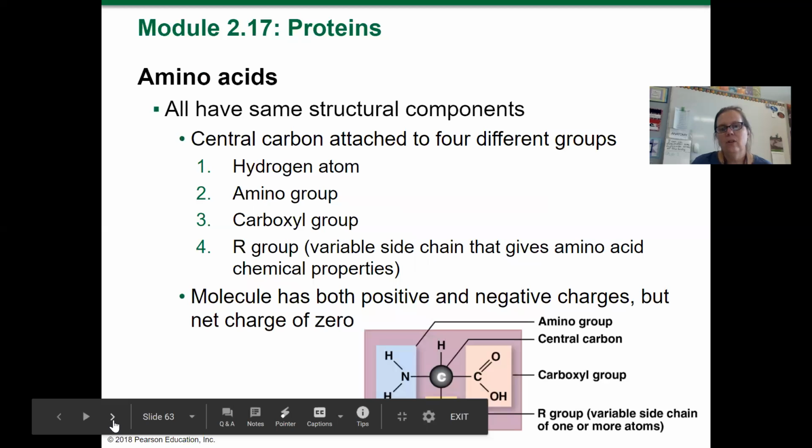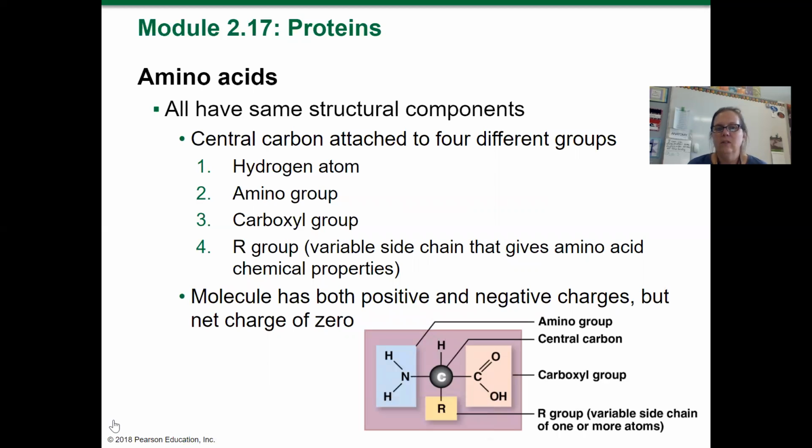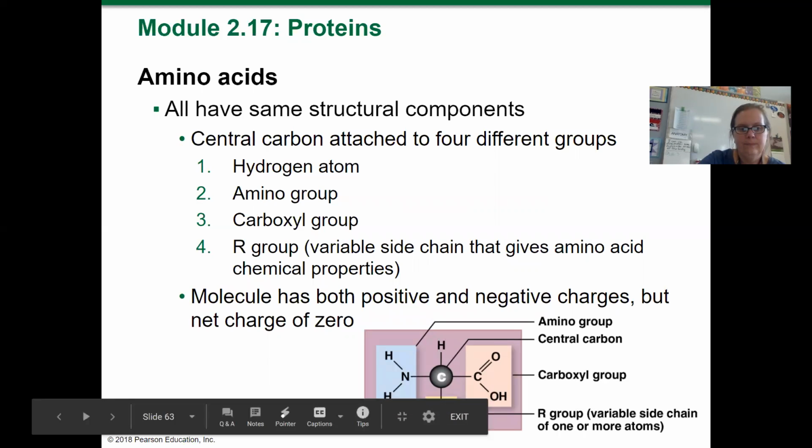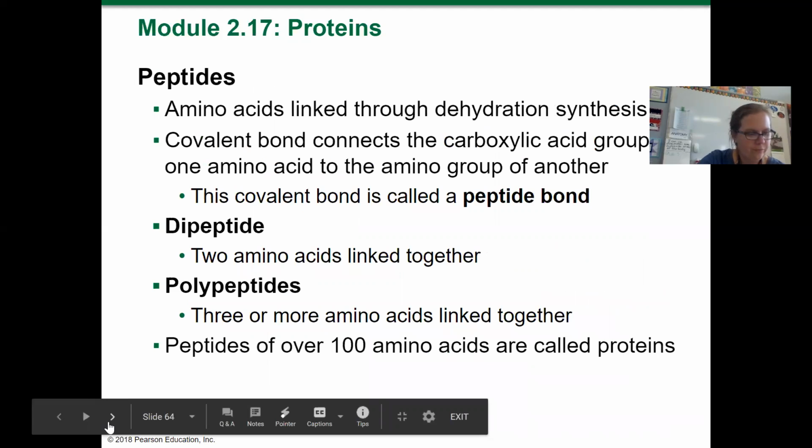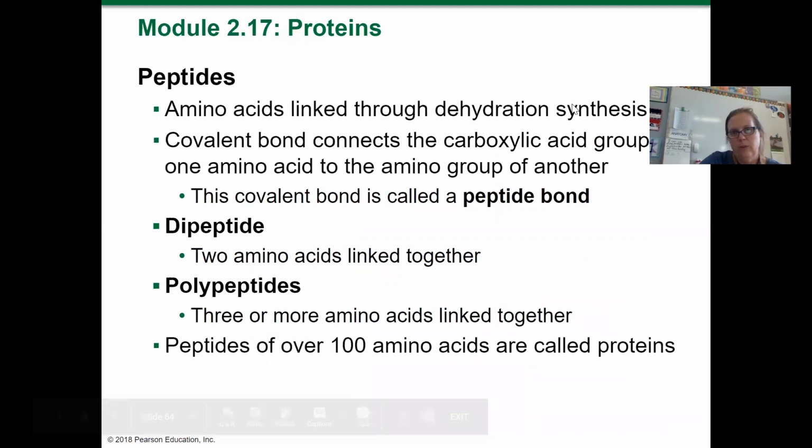The amino acids are kind of all structurally the same. They've got the central carbon, they've got a hydrogen atom, an amino group, and a carboxyl group, and then R group. And there's only so many R groups that give us, I think, if I recall, 21 amino acids. Peptides are amino acids combined with or built together by dehydration synthesis. The covalent bond that forms between the amino acids is called a peptide bond.